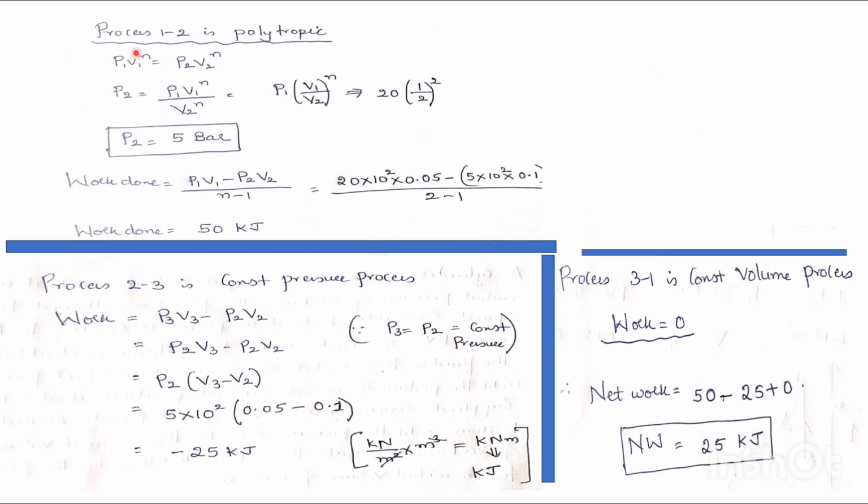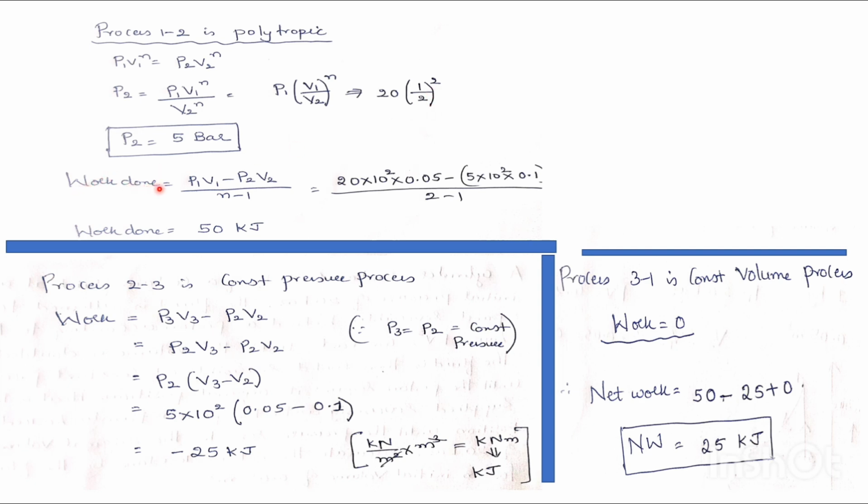Now process 1 to 2 is the polytropic process, as I have already told you. So the equation is P1V1^n = P2V2^n. Let me calculate P2 first. P2 = P1V1^n divided by V2^n. So P1 I have taken outside, times (V1/V2)^n. So 20 times, V1 by V2 simplifies to 1 divided by 2 squared. If I simplify this, P2 is equal to 5 bar. We have already calculated the V2 value.